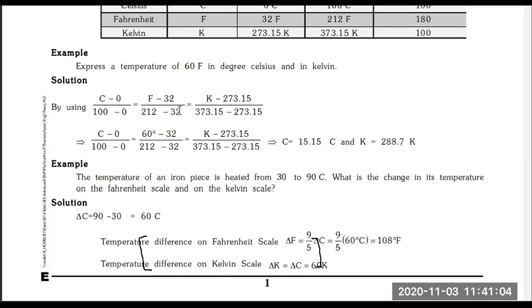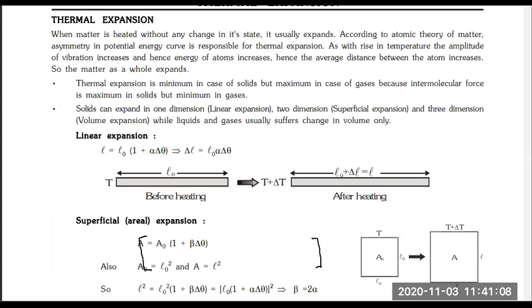Now, next is your thermal expansion, which I talked about, because we are skipping calorimetry. When we talk about expansion, we know that when any matter is subjected to heat, which is subjected to energy, then the molecules or the atoms gain energy.